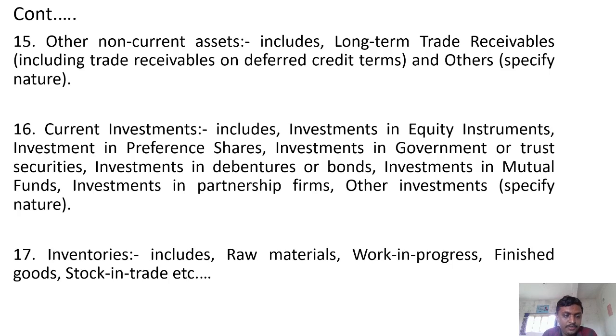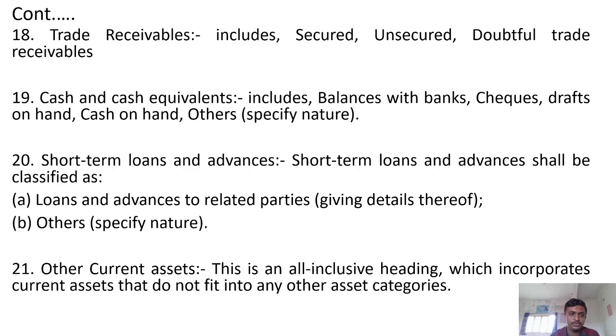And then note number 17, inventory, that includes raw material, work in progress, finished goods, stock in trade, etc. Like that. What all is included in inventory: it may be raw materials, work in progress, finished goods, or stock in trade. All these we keep showing under inventory.